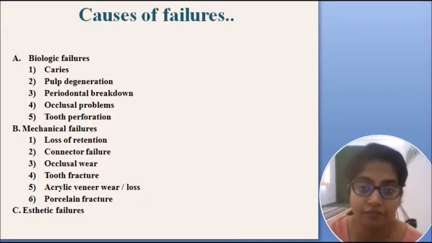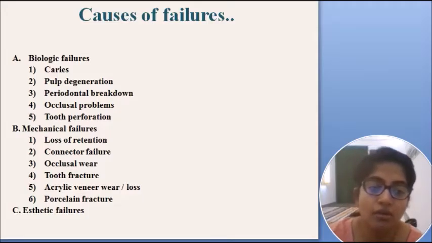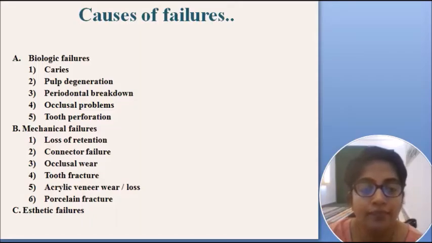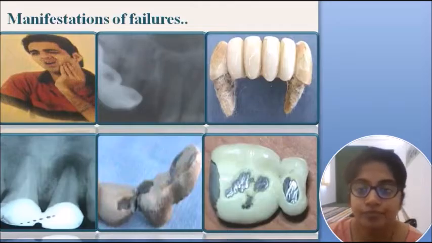So what are the biological failures? They can be because of caries, pulp degeneration, periodontal breakdown, occlusal problem and tooth perforation. Mechanical failures can occur because of loss of retention, connector failure, occlusal wear, tooth fracture, veneer loss and porcelain fracture. And aesthetic failures can occur depending on the clinical situation. There are various reasons. So these are the gross causes of failure. Now let us see them in detail.